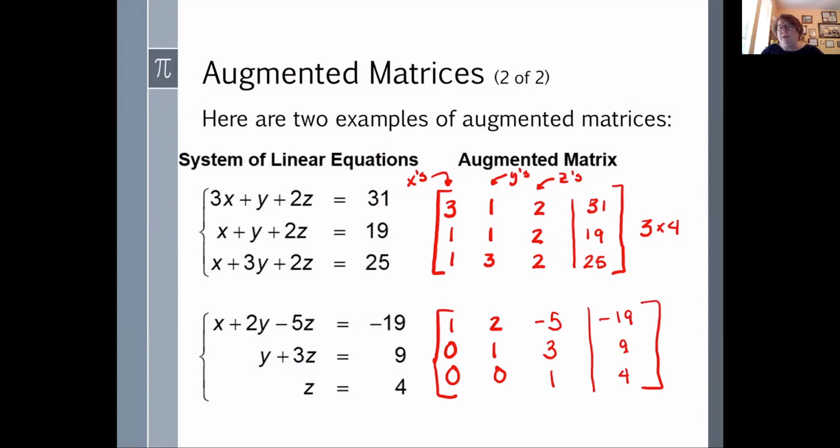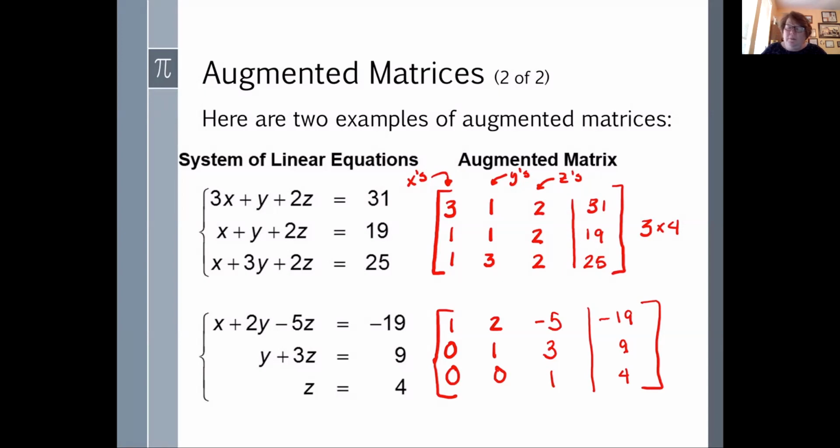And I'm going to do a quick check to make sure that I've written this down correctly. So the first row should be the coefficients on X, Y, and Z, and the constant, 1, 2, -5, -19. I'm good to go. The second row in my matrix should be the coefficients on my X, Y's, and Z's, and my constant, 0, 1, 3, 9. I'm good to go. Third equation, my third row in my matrix should be my third equation, the coefficient on my X, Y, and Z's, and my constant, 0, 0, 1, 4.